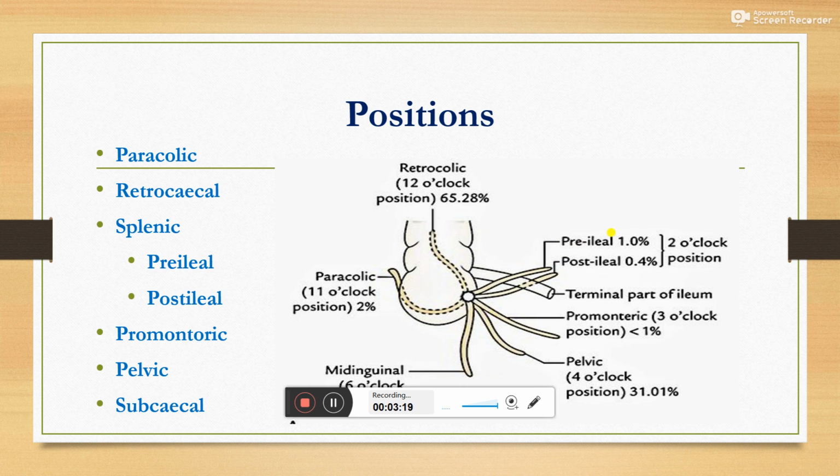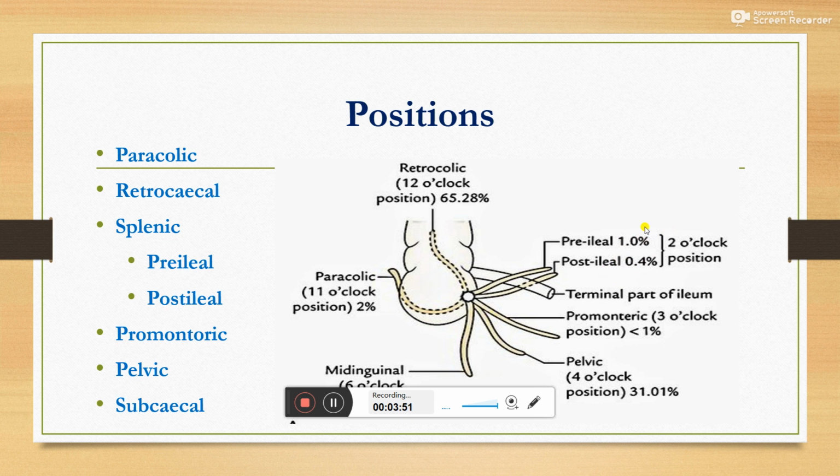The next condition is the splenic condition or the 2 o'clock position. The appendix passes upwards and medially in front of the terminal ileum in case of the pre-ileal position, and that is found in only 1% of individuals. In case of the post-ileal condition, the appendix passes behind the ileum, which is found in about 0.4% of individuals. Here the tip of the appendix points towards the spleen.